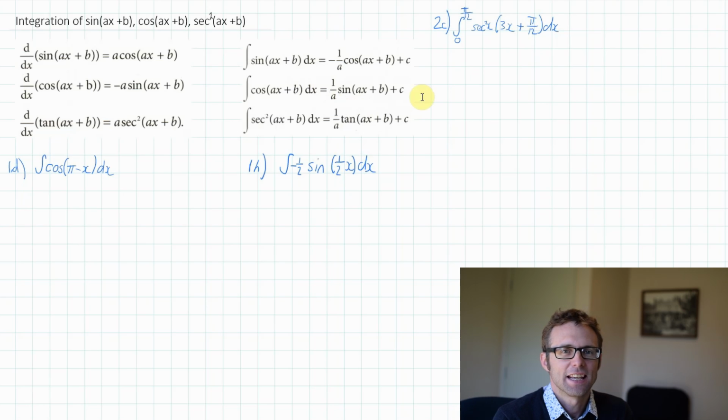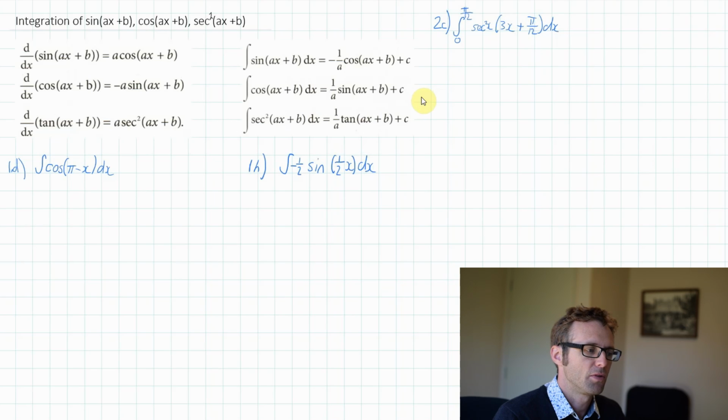Now today we're discussing integration of sine ax plus b, cosine ax plus b, or sec squared ax plus b. You will note that this is something you should be familiar with. Remember, integration is just the opposite process of differentiation, and we've learned to differentiate these functions. When we differentiated sine ax plus b, that gave us a cosine ax plus b. So that leads us to this rule here.